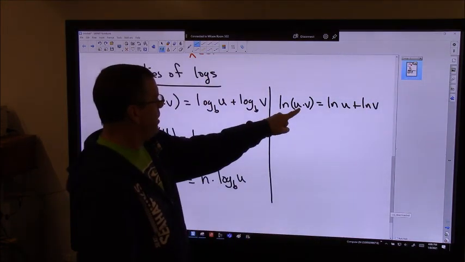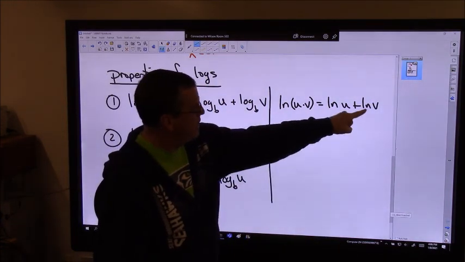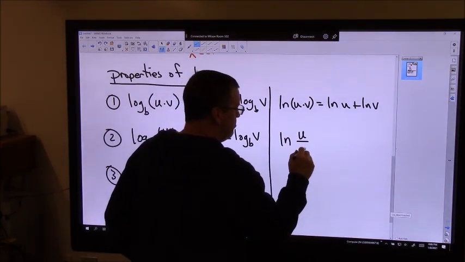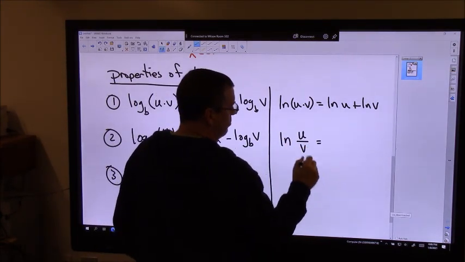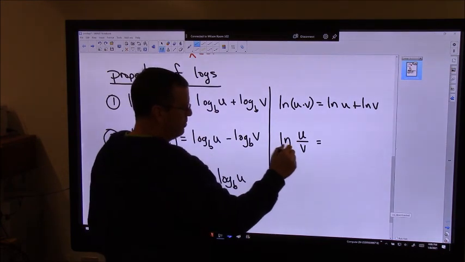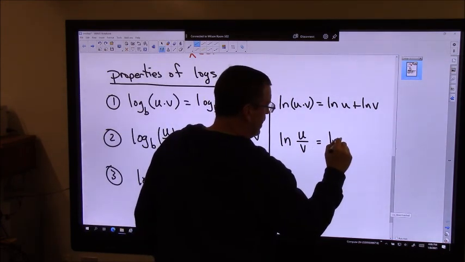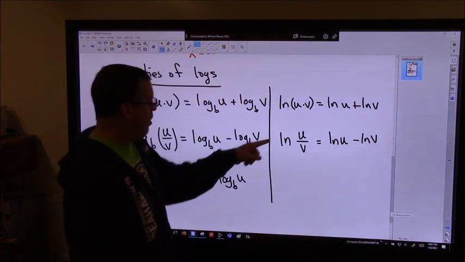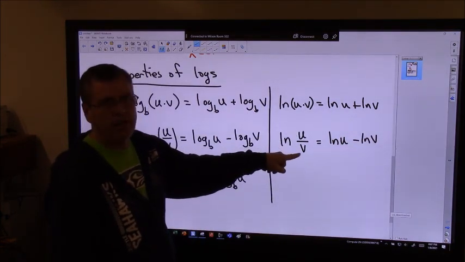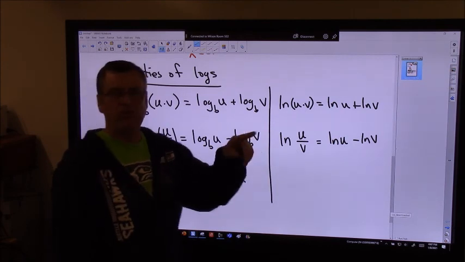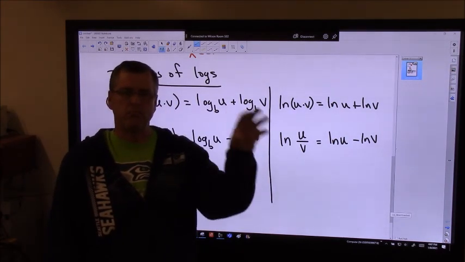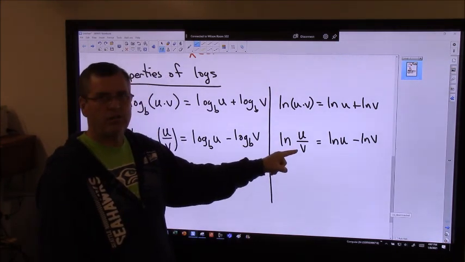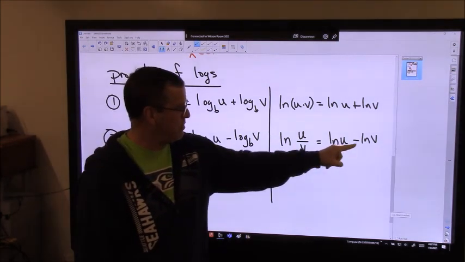If I'm going to multiply with exponents, I have to add them. If I've got natural log of u divided by v, well then I'm dividing with exponents, I need to subtract those. So natural log of u minus natural log of v. Always the one on top minus the one on the bottom. Remember that rule that when you have negative exponents, move it down into the denominator? Negative exponents go into the denominator. So that v has to be the negative exponent.